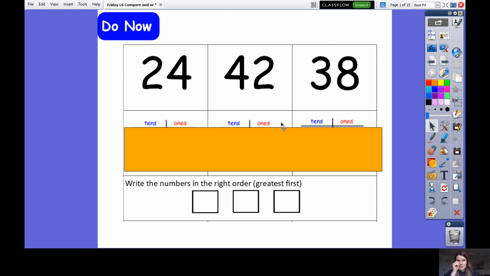Okay, so I want to know if you can order these numbers from greatest to smallest. Now you can do your tens and your ones to figure this out. I want to know which is the greatest number all the way to the smallest, so greatest first. Okay, you're going to have 3 minutes. Put me on pause and have a go.